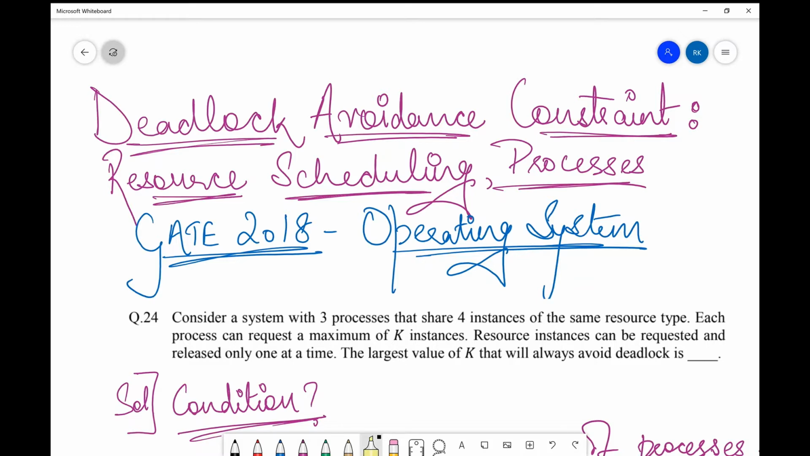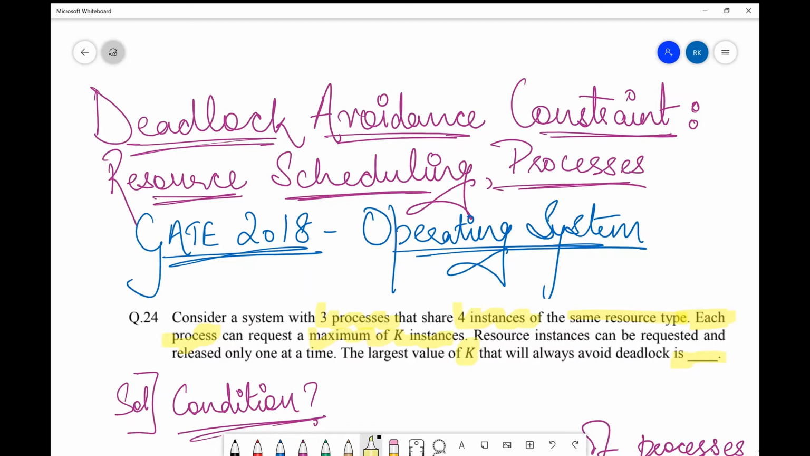The question says, consider a system with three processes that share four instances of the same resource type. Each process can request a maximum of k instances. Here it is very important to note that each process can request a maximum of k instances. So this is not a total of k instances, but the total need is 3 into k instances, which is 3k instances. Now resource instances can be requested and released only one at a time. The largest value of k that will always avoid deadlock is. Now this is what is required.